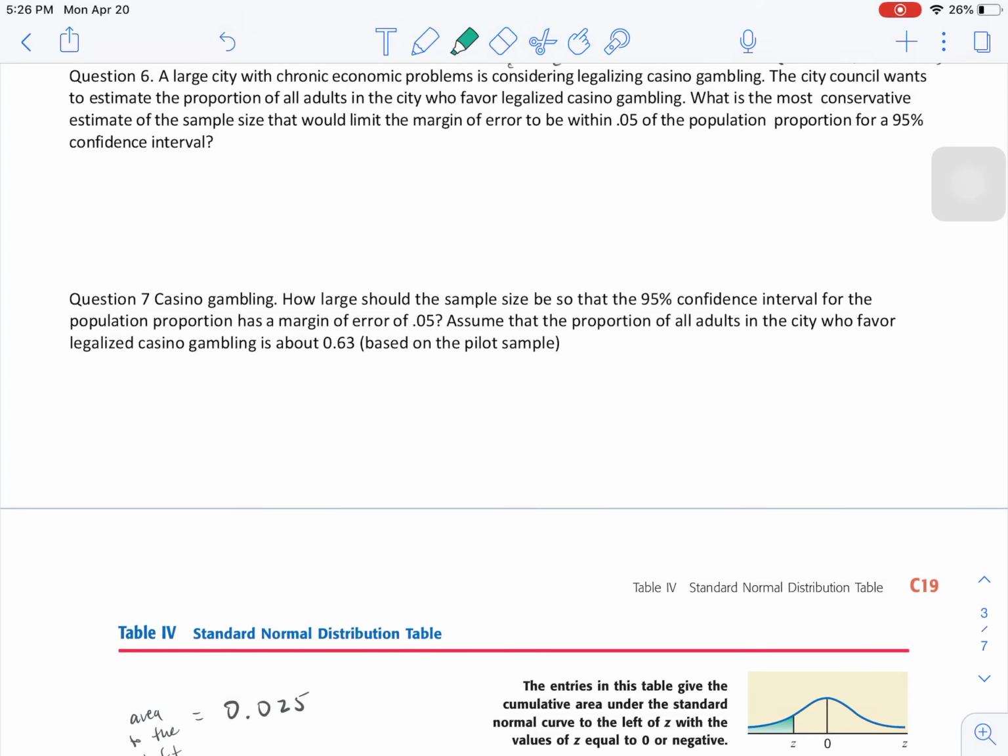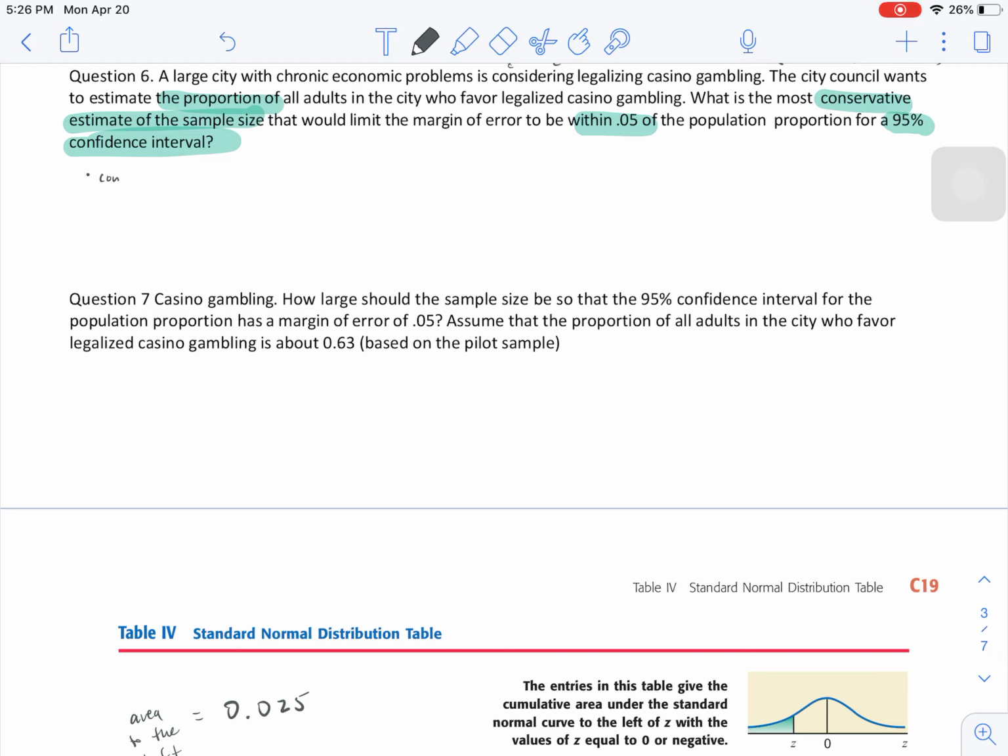Question 6, we have a scenario where City Council wants to estimate the population proportion of adults who favor gambling. And they want to find the most conservative estimate of the sample size so that the margin of error is 0.05 or 5%, and our confidence level is 95%. So let's write down all of that.